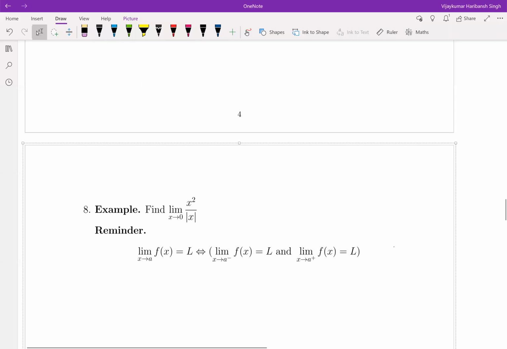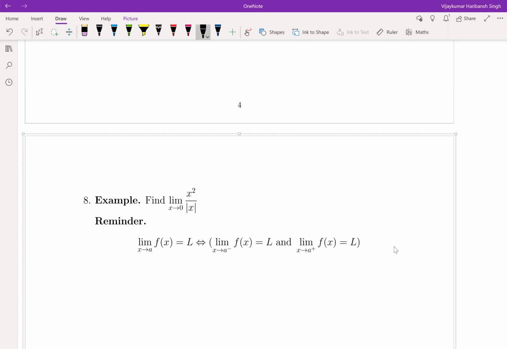All right, so the next problem is, what is the limit as x goes to 0 of x squared by the absolute value of x? Now for this problem, we have a limit as x goes to 0, and we have an absolute value sign. So we'll try to get rid of the absolute value sign by taking the left-hand limit and right-hand limit, so that we can simplify the absolute value sign. If the left-hand limit and right-hand limit are both equal, then the limit exists. If they are not equal, then the limit does not exist, right?